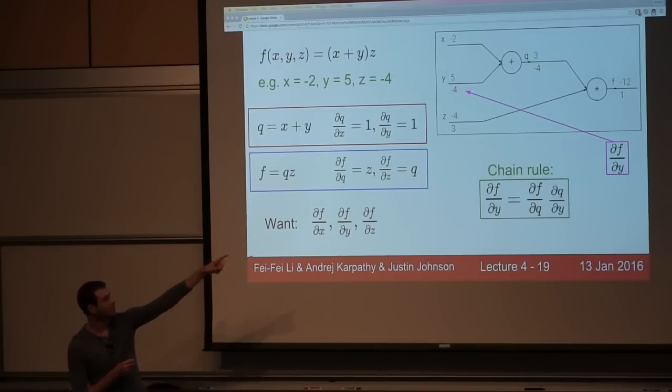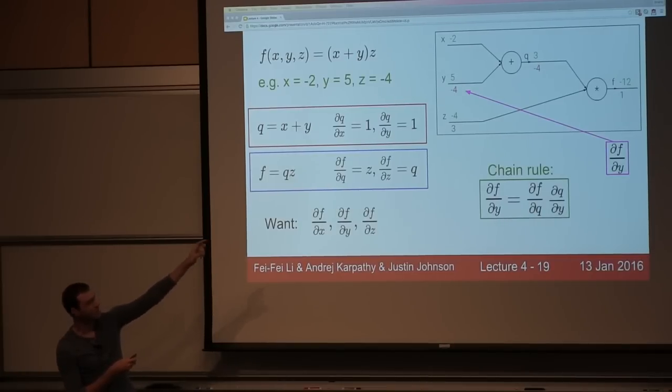In particular, df by dq we know is -4. So that's the influence of q on f, which is -4. And now we'd like to know the local influence of y on q. And that local influence of y on q is 1, because that's what I'll refer to as the local derivative of y for the plus gate. And so the chain rule tells us that the correct thing to do to chain these two gradients, the local gradient of y on q and the global gradient of q on the output of the circuit, is to multiply them. So we'll get -4 times 1.